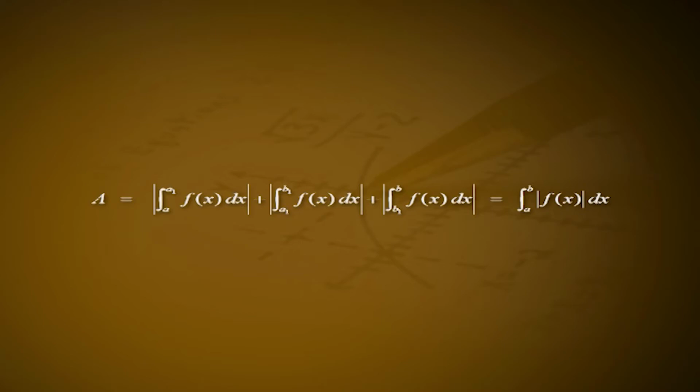Example 5. For the curve shown in the figure, area A is equal to |∫ from a to a1 of f(x) dx| + |∫ from a1 to b1 of f(x) dx| + |∫ from b1 to b of f(x) dx|, which is equal to the integral from a to b of |f(x)| dx.